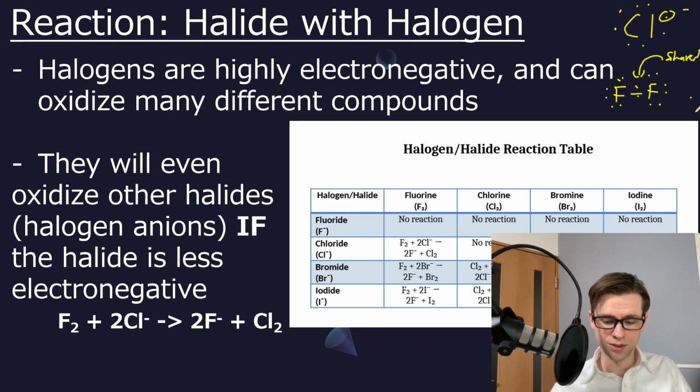It will force Cl2 to share with another neighbor Cl, and it will take that electron that Cl minus had for itself, because F is more electronegative, and overall the system will be more stable this way, where F has its own electrons, and Cl2 is forced to share with its neighbor. Cl2 doesn't really want to share either. It's not that stable, but it's more stable than F2.